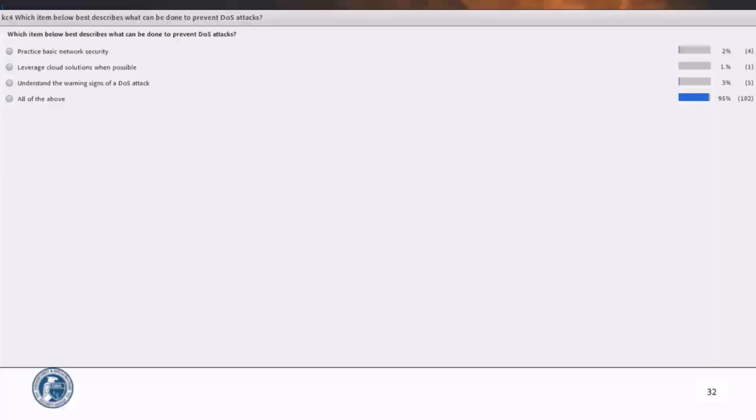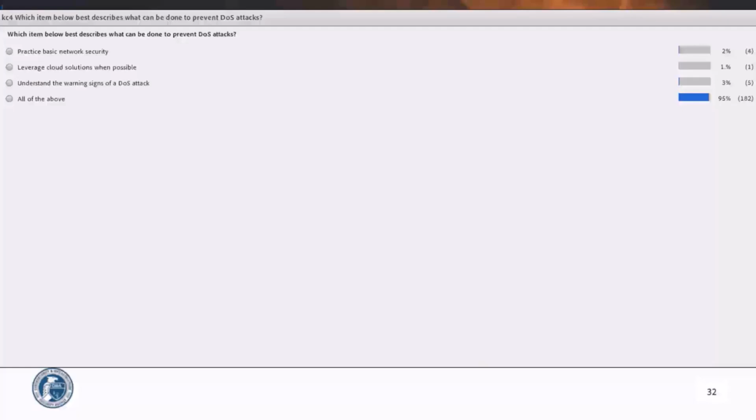Okay, so all of the above is the correct answer for this question, and practicing basic cyber hygiene is really the best defense in mitigating all malicious activity, not just denial of service attacks. Okay, so cyber hygiene includes things like patching and configuration settings and monitoring. I know Adrian mentioned monitoring earlier. Monitoring is really key in knowing and understanding your network and its requirements.